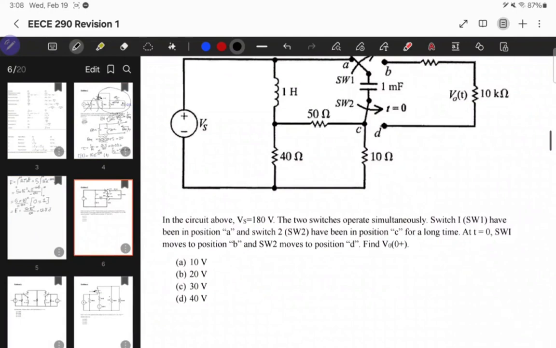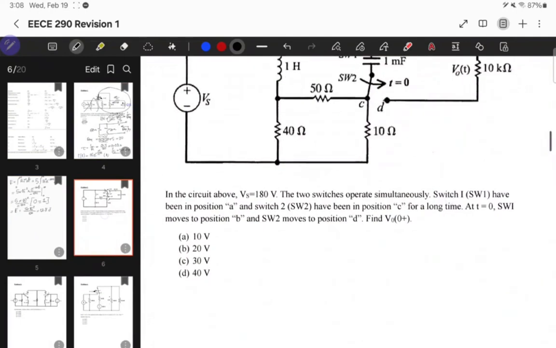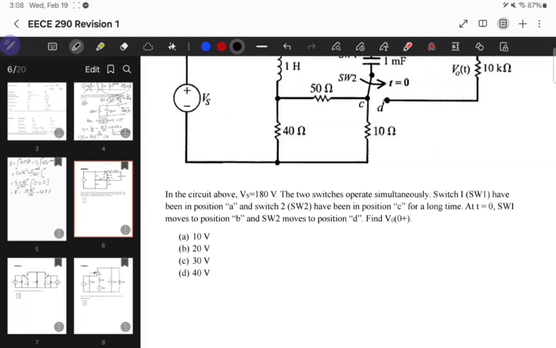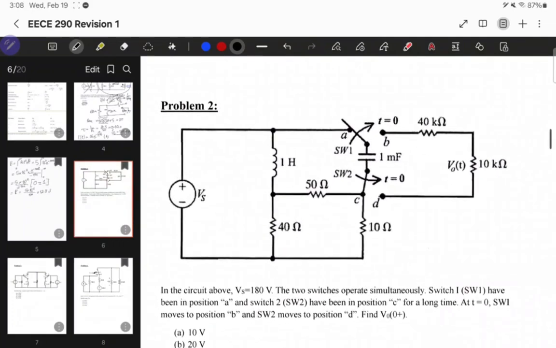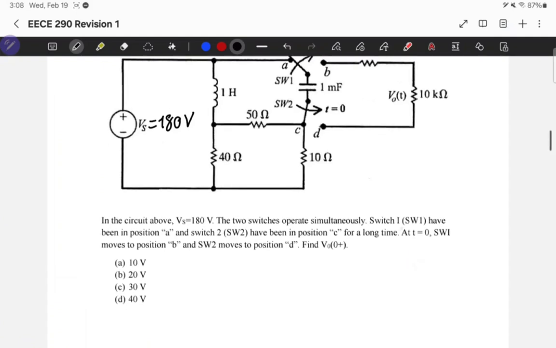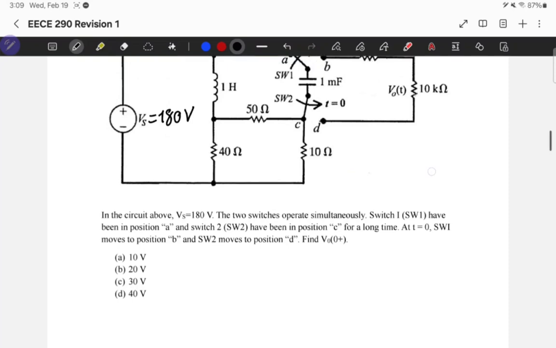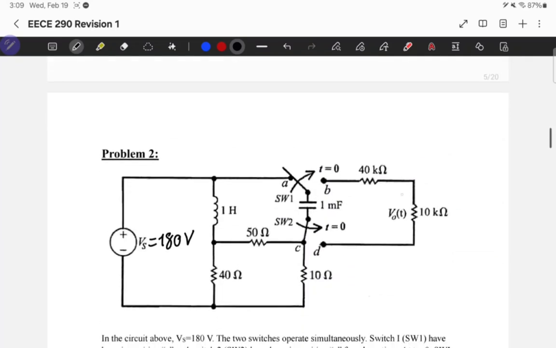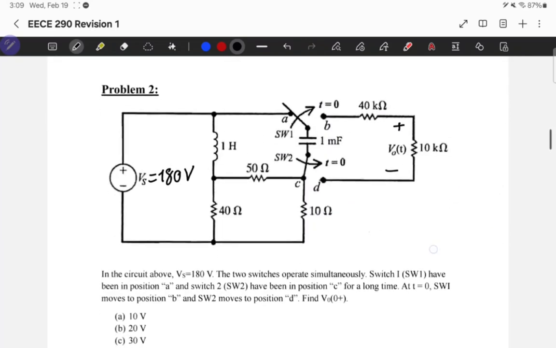Okay, in problem 2, we have in the circuit above, Vs is 180 volts. The two switches operate simultaneously. Switch 1 was at position A and switches to B at time equals 0, same as switch 2. It's at C and switches to D at time equals 0. And we need to find V0 at 0 plus. V0, which is this, we need to find it at 0 plus.